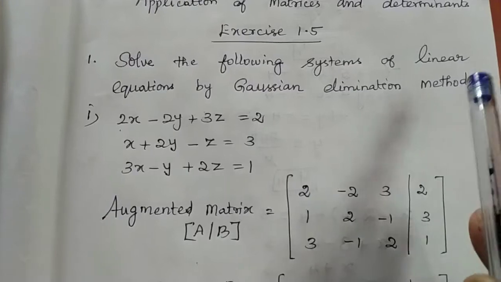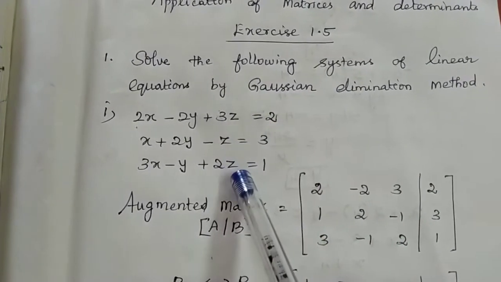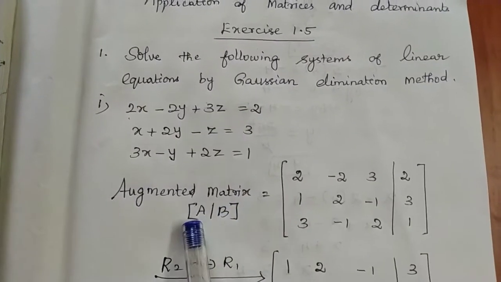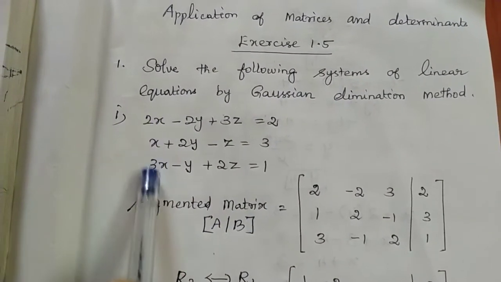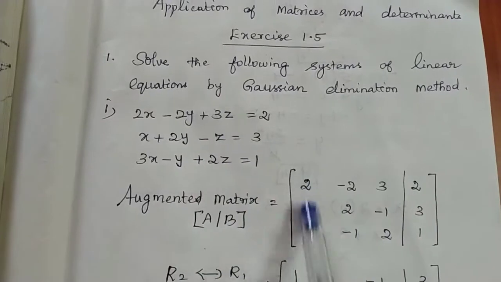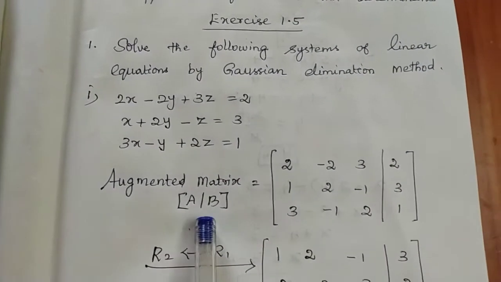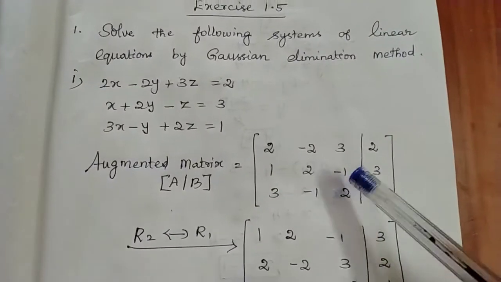Gaussian elimination method means, three equations are given, we have to write the augmented matrix. Augmented matrix means the A matrix, that is x coefficient, y coefficient, z coefficient, and write the constant, that is the A by B form, right?